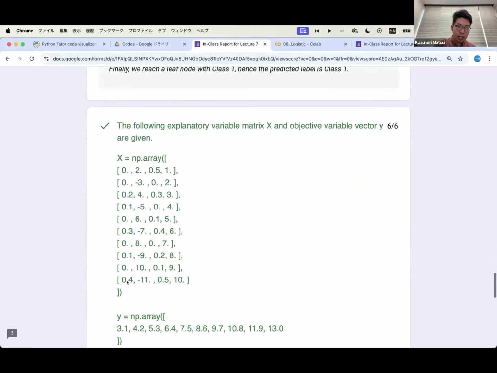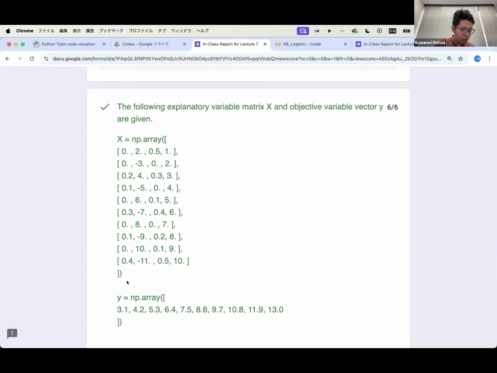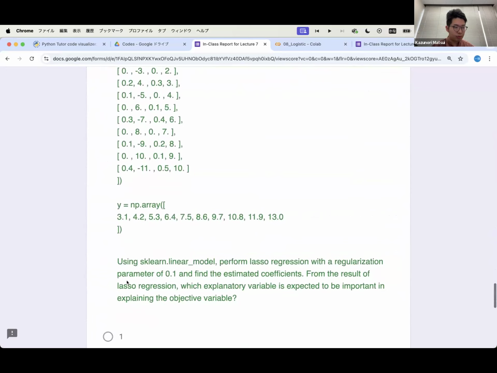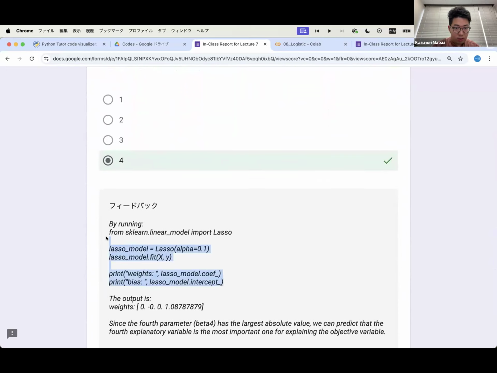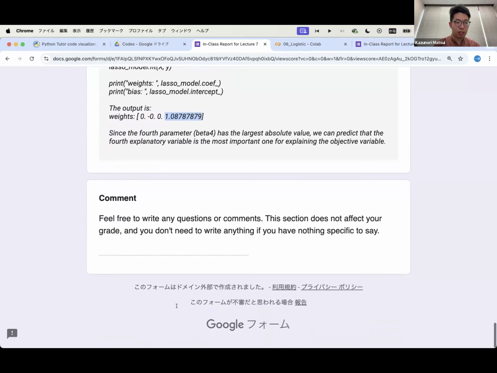The last problem asks you to use lasso regression with scikit-learn. If you execute this part according to the code we provided, you get a result like this. Since the fourth parameter has the largest absolute value, we can predict the fourth explanatory variable is the most important for explaining the objective variable. This is the in-class report for lecture 7.